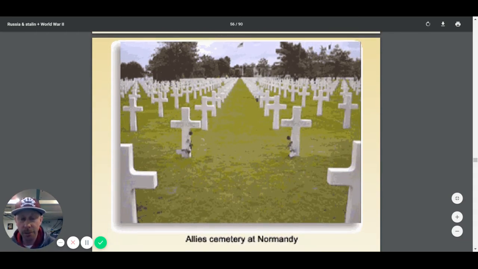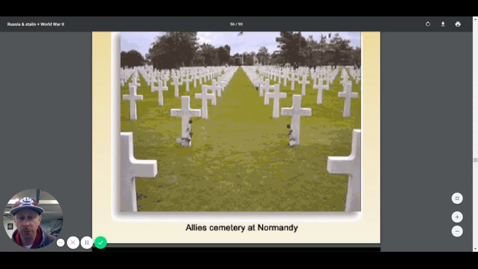Here is an Allied cemetery at Normandy of all the heroes who died trying to save the freedoms and save the people from living in a fascist Nazi world.